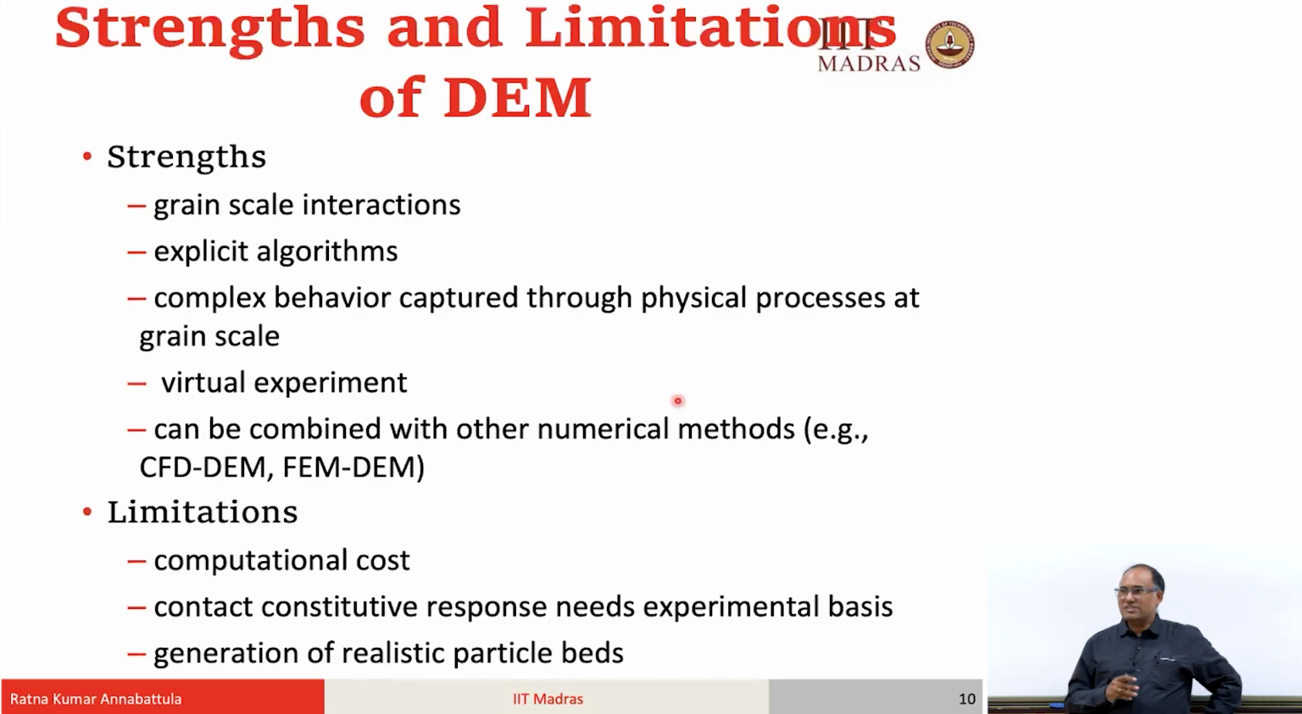So, yes, I have said nice things about the method. So, what are the strengths? The most important strength is that it gives us grain scale interaction, meaning it allows us to look at what is happening at each and every particle. And the algorithms that we are using to simulate the motion are explicit in nature, and hence the convergence is not an issue. With explicit algorithms, you ensure that your time step is small, I will talk about it, and hence you need not worry about the convergence of the problem.